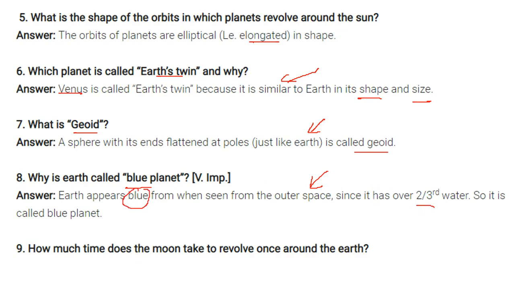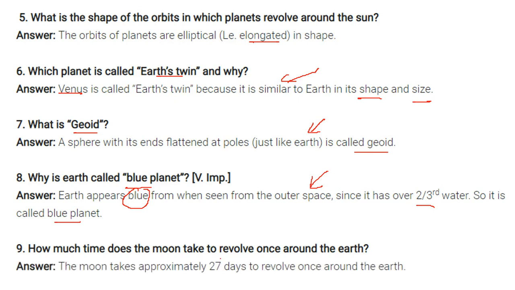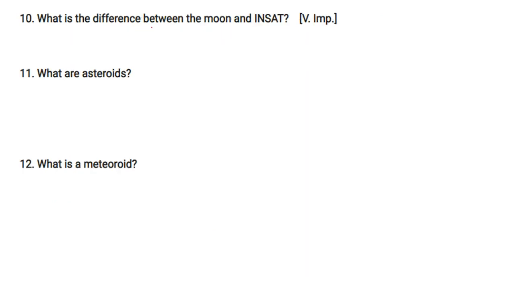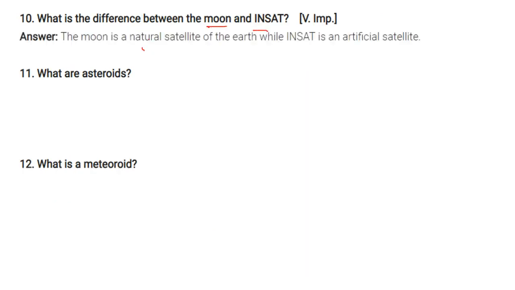So it is called blue planet. How much time does the moon take to revolve once around the Earth? So the moon takes approximately 27 days to revolve once around the Earth. What is the difference between moon and INSAT? So the moon is a natural satellite, but the INSAT is an artificial satellite.